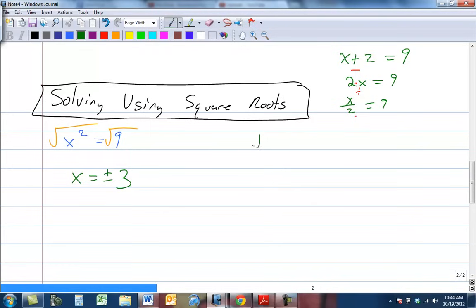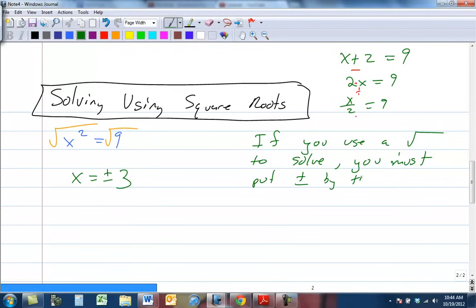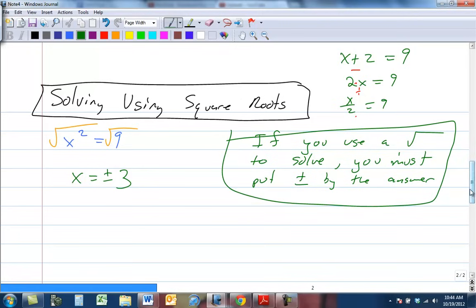If you use a square root to solve, you must put a plus or minus by the answer.